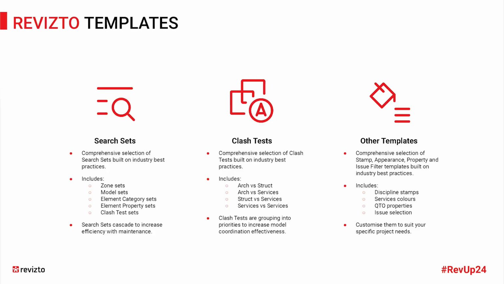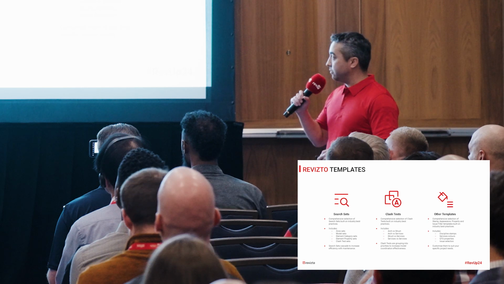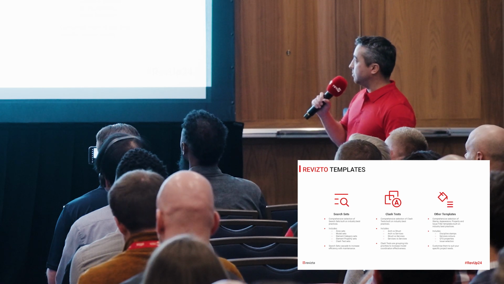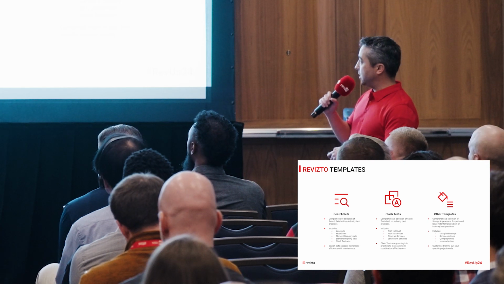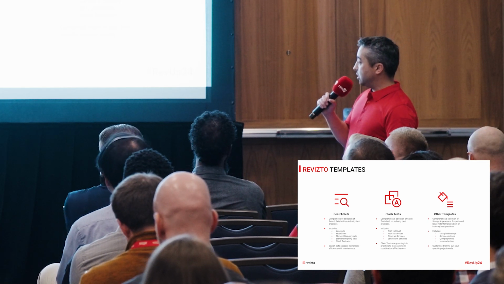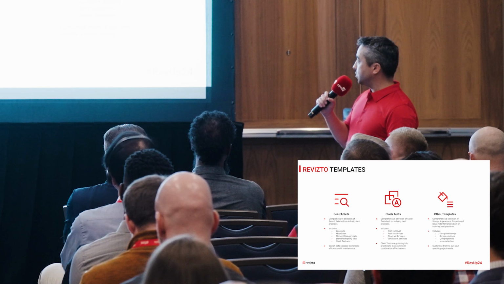So these are some of the templates that Jason spoke about that you can download from our Revizto workspace. For things like search sets, we're going to have all the categories mapped to the authoring file, so you don't have to create them every time, and that'll save you a lot of time. A lot of the clash tests that you saw from the matrix, you can now import directly into your clash detection.